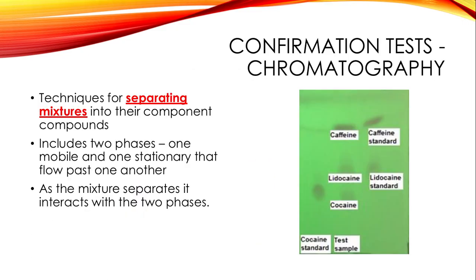Okay, here's an example of chromatography as a confirmation test. It's a technique used for separating mixtures into their component compounds. So you have a mobile phase and a stationary phase, and as it moves, we can then look at our test sample to determine if, for example, it was cocaine or lidocaine or caffeine, depending upon how much the sample moved during the experiment.